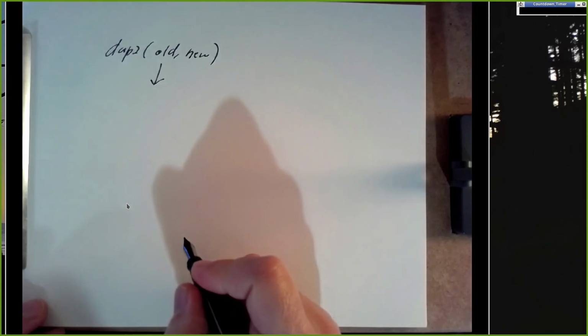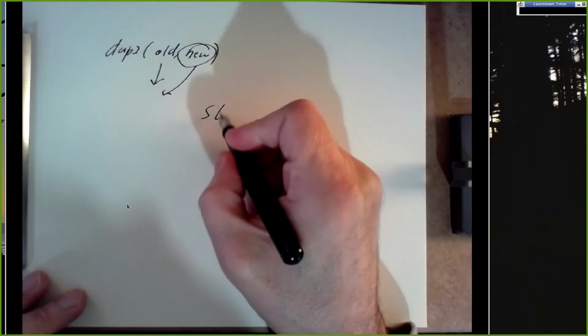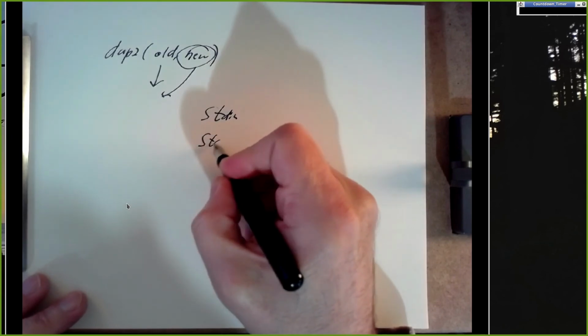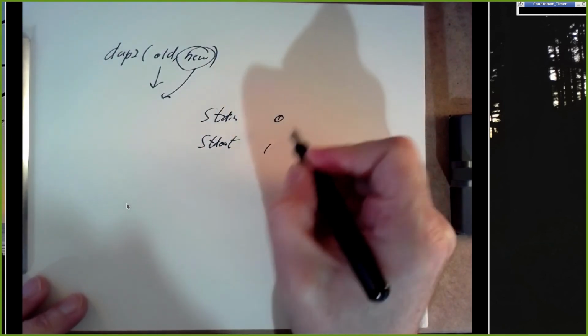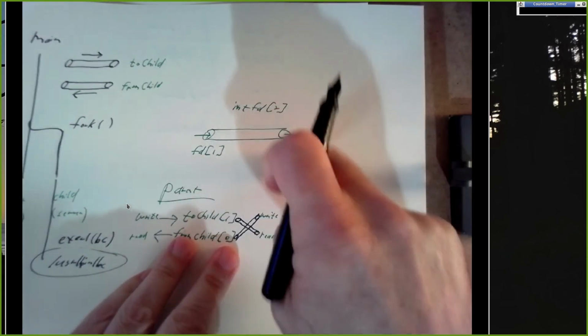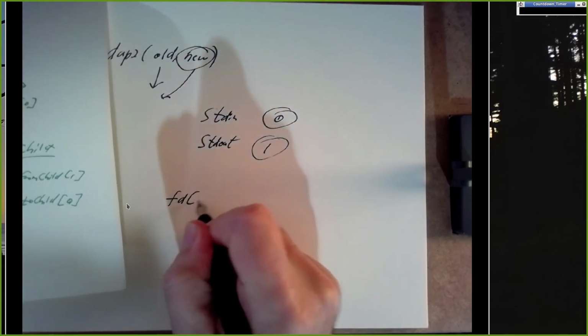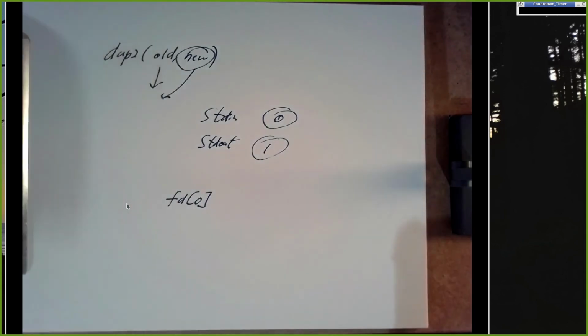dup takes an existing file descriptor, makes a new copy of it, but then assigns it this number. Now we have our standard input and output file descriptors. 0 is standard in, 1 is standard out. And we have these weird file descriptors like FD bracket 0, which might be one end of a pipe that I'm reading from.